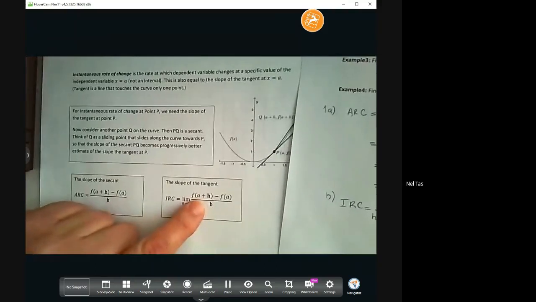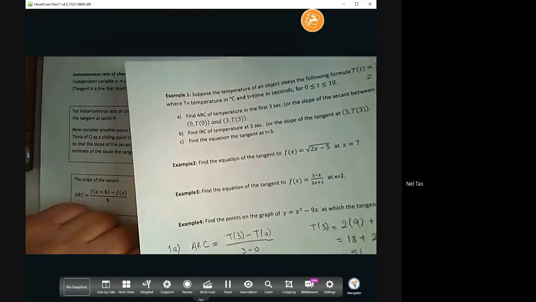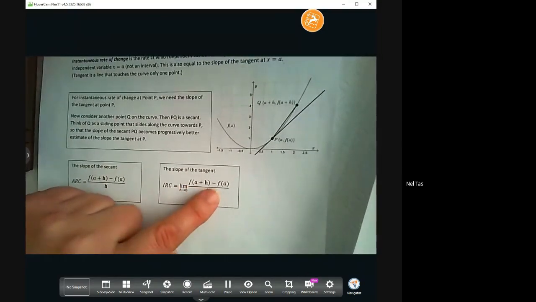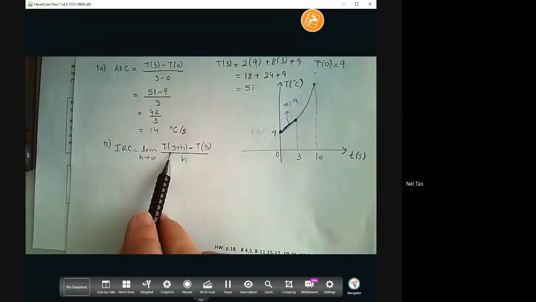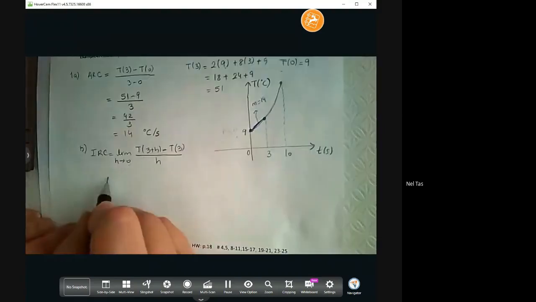A plus h, but a now being 3, because we are looking at the slope of the tangent at 3, or instantaneous rate of change at 3 seconds. So a is 3, so you get f of 3 plus h minus f of 3 over h, but we have T function, not f, so I replace it with that. Okay, so we're going to look at this limit now.